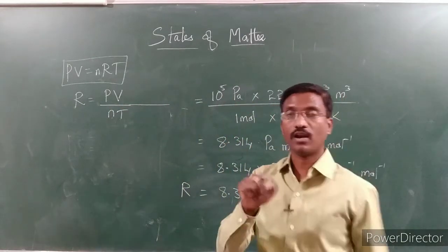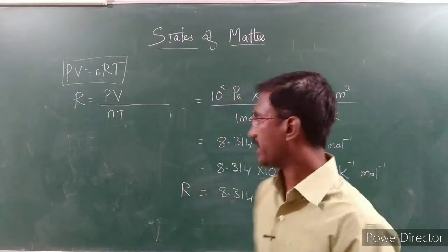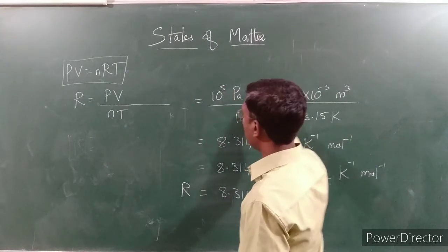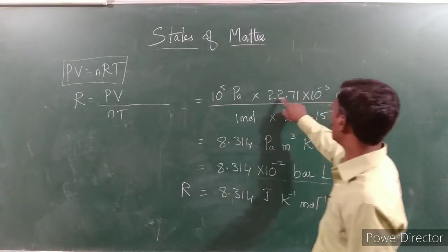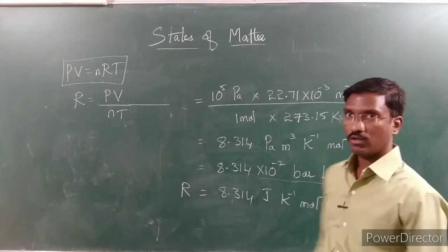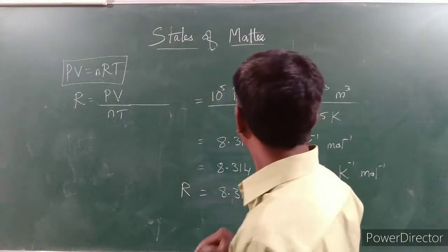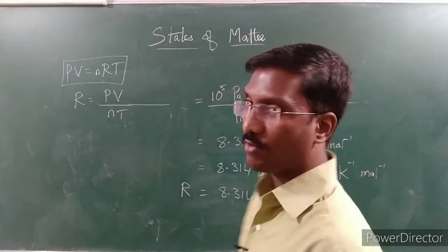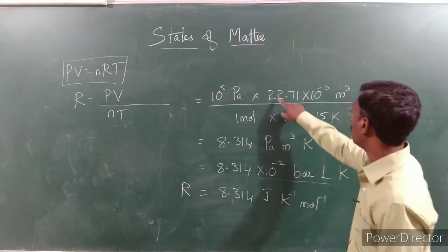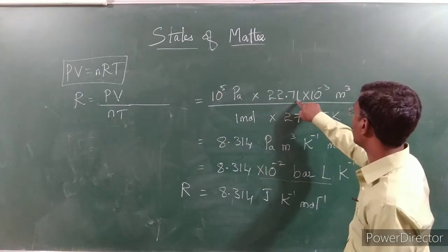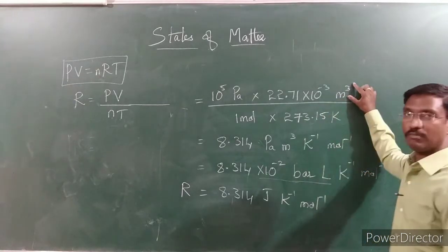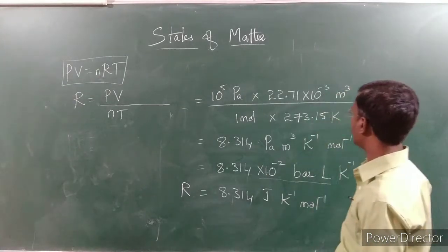For P I have taken the constant, 1 bar, and 1 bar is equal to 10 raised to 5 Pascal. So I have written it in the form of Pascal, 10 raised to 5 Pascal, into volume, which I have taken as 22.71 into 10 raised to minus 3 meter cube. Why? Because 22.71 liters is the constant molar volume of an ideal gas. We are taking it in the form of meter cube, that's why its value is 10 raised to minus 3 meter cube.